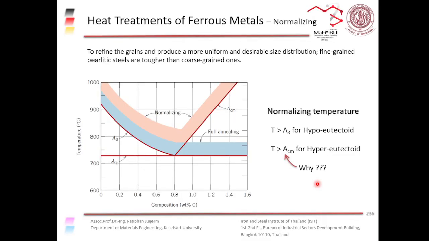Okay, next we'll look at the normalizing process. So for the normalizing process, it's a little bit different from the annealing process. In this process, we want to refine the grains, right? To make the grains relatively equal in size, more uniform, and at a desirable size distribution.